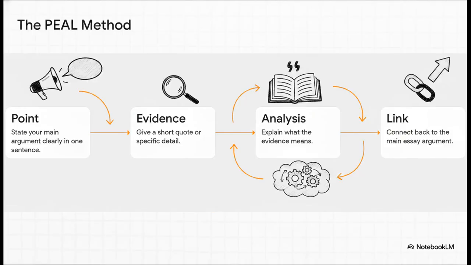Let's rapidly pace through these 4 exact steps so you can anchor them in your memory. First, the point. You clearly state your main argument in one sentence. Next, the evidence. You skillfully embed a short quote from the text. Then, the analysis. You explain the technique the author used and its effect. And finally, the link. You connect this whole idea straight back to your essay's central thesis. Point, evidence, analysis, link. It's the perfect rhythm for an unbeatable argument.